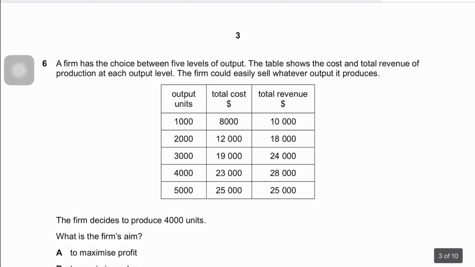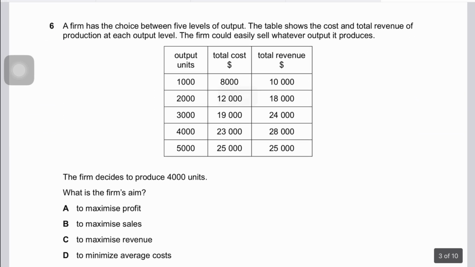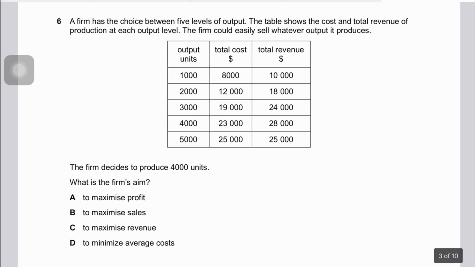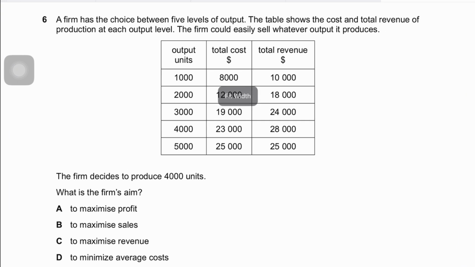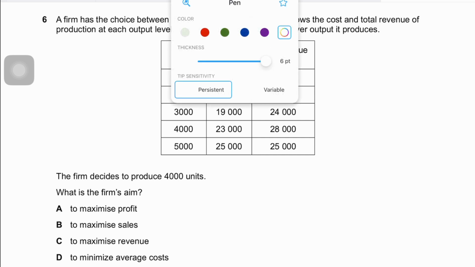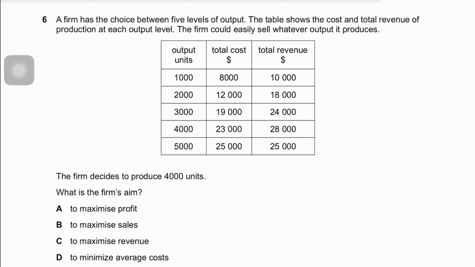The next question, number 6, says a firm has the choice between 5 levels of output. The table shows total revenue of production at each output level. The firm could easily sell whatever output it produces. The firm decides to produce 4,000 units, and what is the firm's aim? For this question, we need to first calculate the profit for each output level to understand why the firm is choosing 4,000 units. If we calculate the profit, that is total revenue minus total cost, we see that we'll have a profit of 2,000, then 6,000 here, and then 5,000, again 5,000 and 0, right? For 5,000 units of output, we don't have any profit.